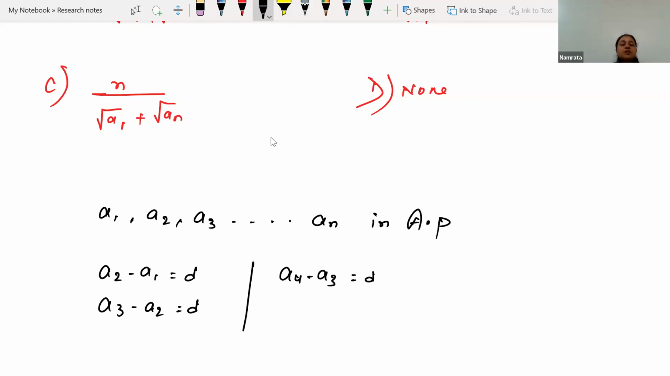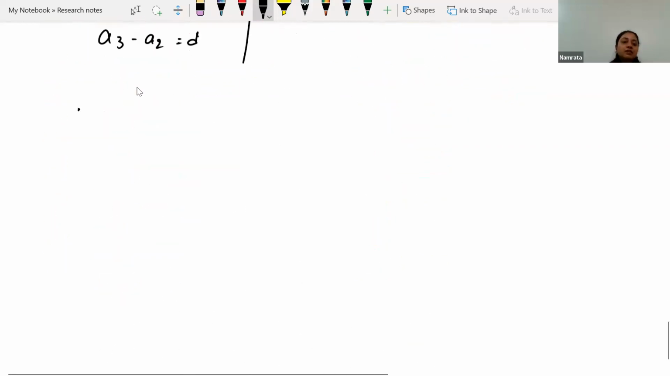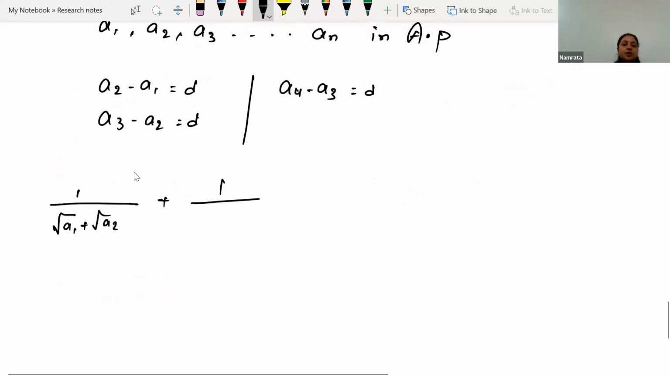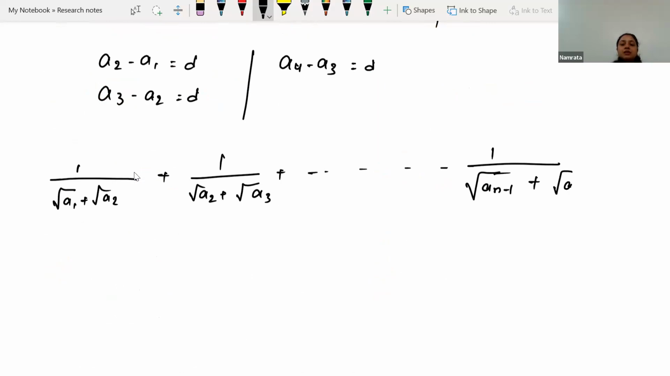Now what we have to find? We have to find the sum of all this. Yes, ma'am. 1 by root a1 plus root a2, plus 1 by root a2 plus root a3, plus 1 by root a(n-1) plus root an. This sum we have to find by using the information given, that a1, a2, a3 are in AP. So let's rationalize it.